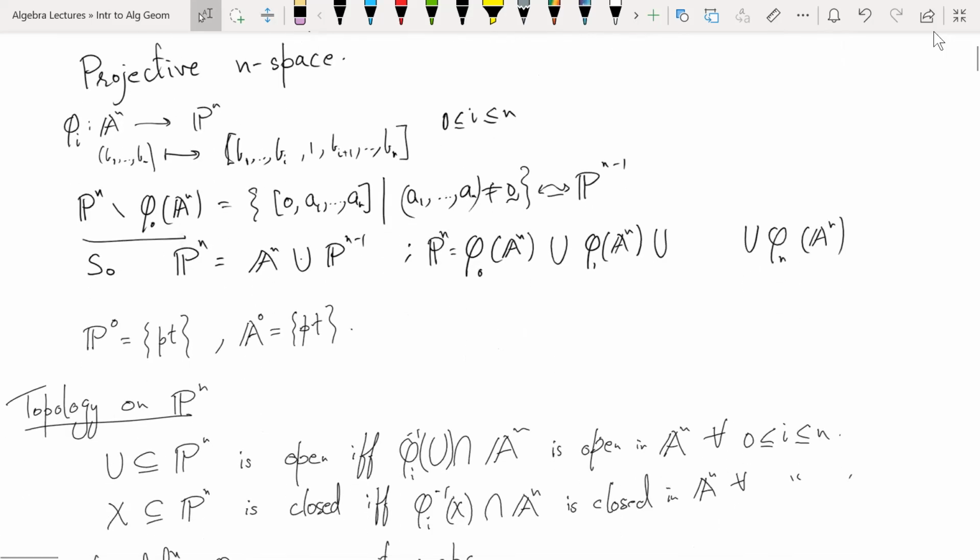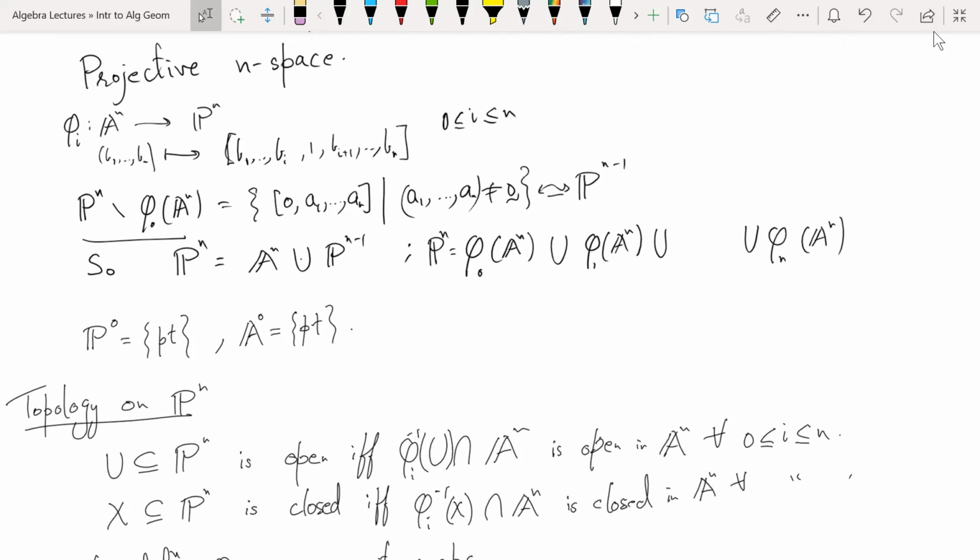So this P^n you can write in a stratified way as a disjoint union of A^n, disjoint union A^(n-1), disjoint union A^(n-2), up to a point. This is where we ended last time, and we want to give a topology to P^n. One way is to use the fact that P^n can be covered by these A^n's.